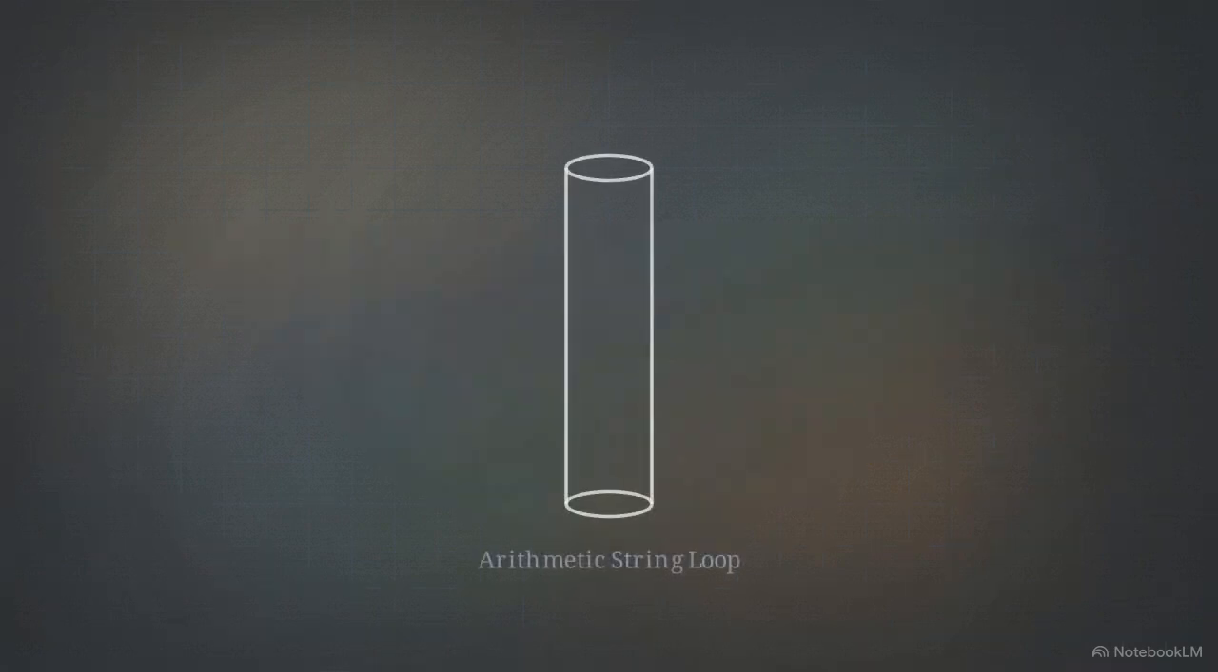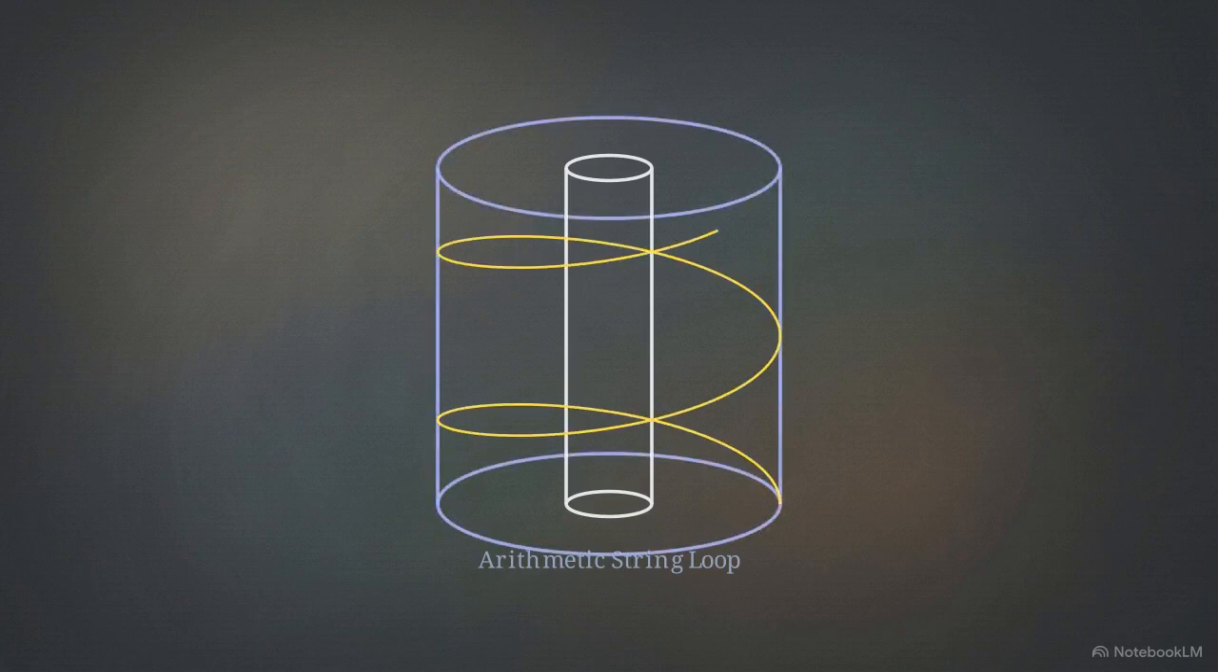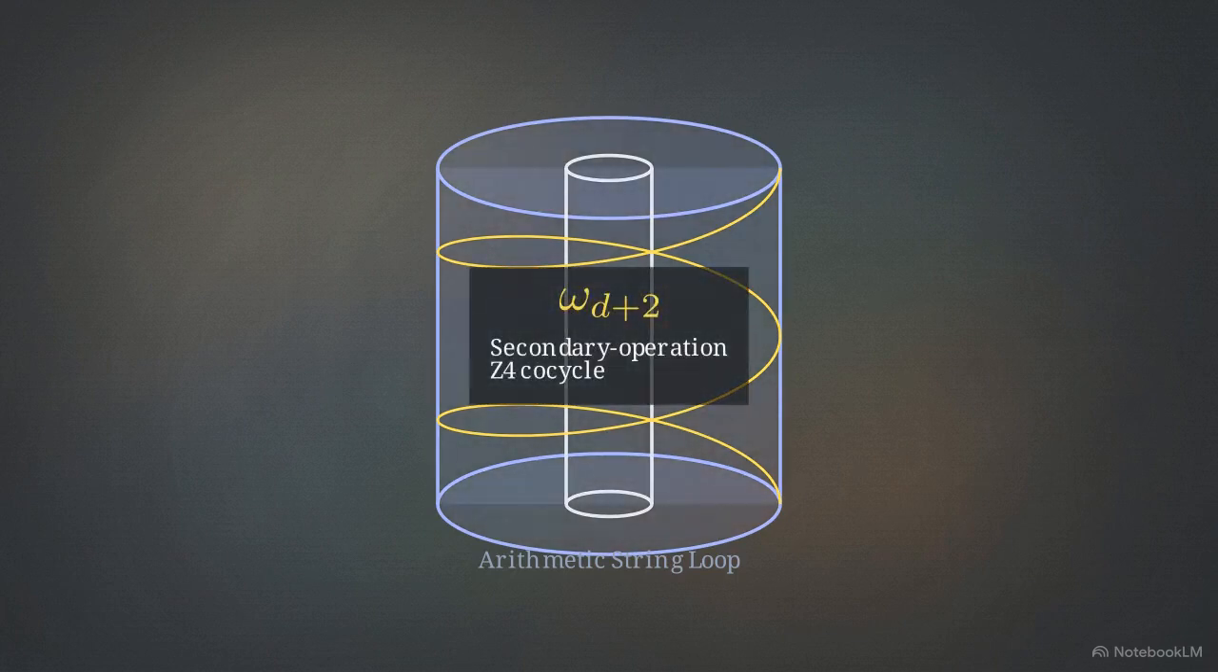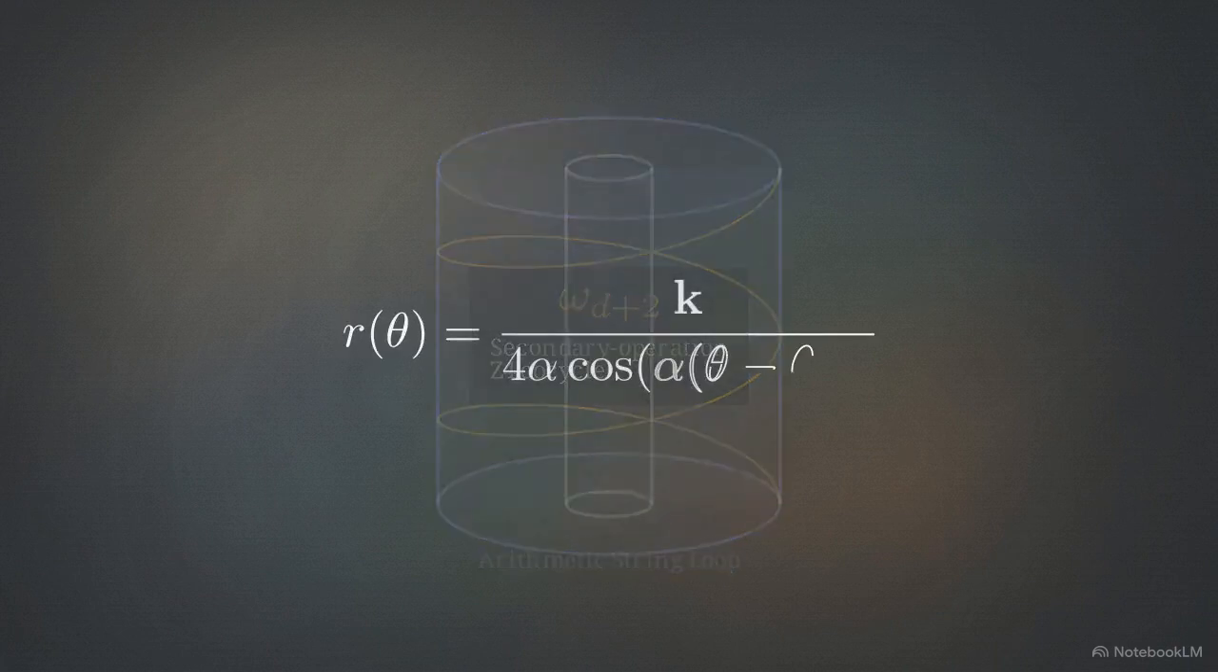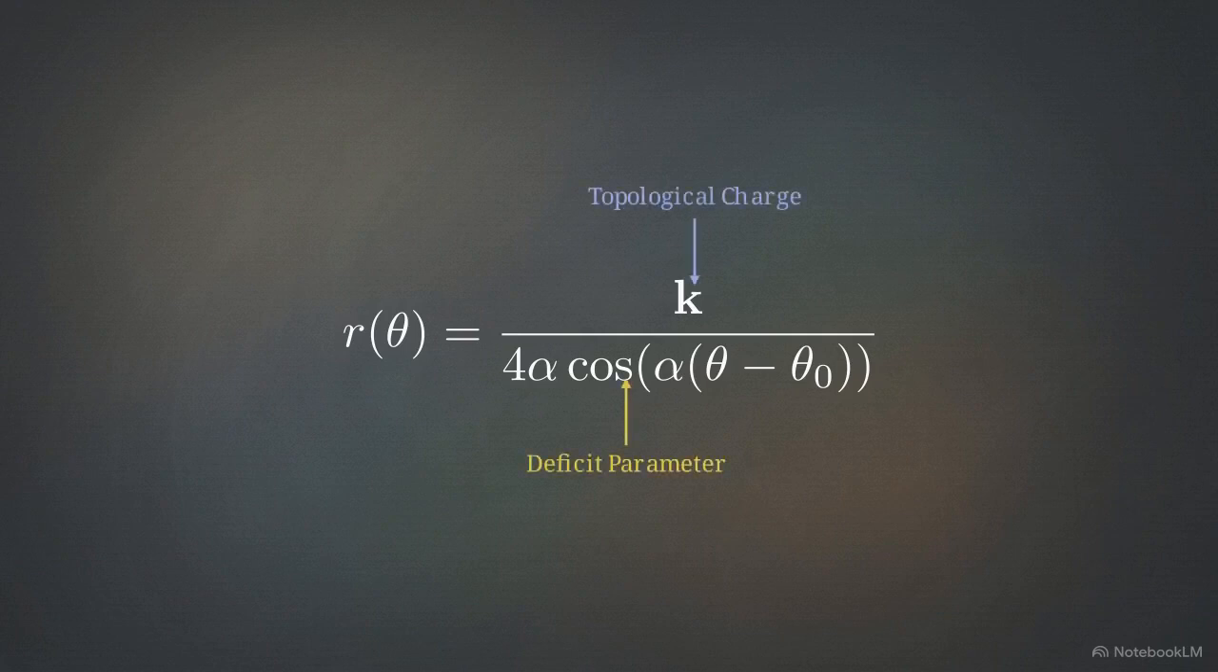This 3D diagram shows how we quantify that localized metric anomaly. We calculate the exact phase shift by integrating a secondary operation Z4 cocycle over the prism volume swept out by the geodesic path as it wraps around an arithmetic string loop. By equating the classical geometric holonomy to this computed topological phase shift, we extract the unified geodesic path equation.